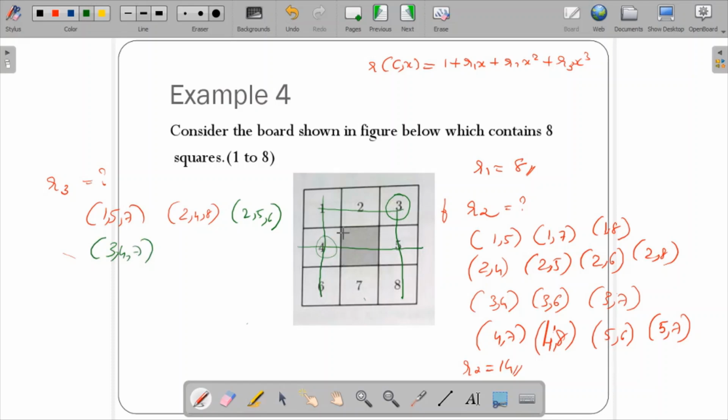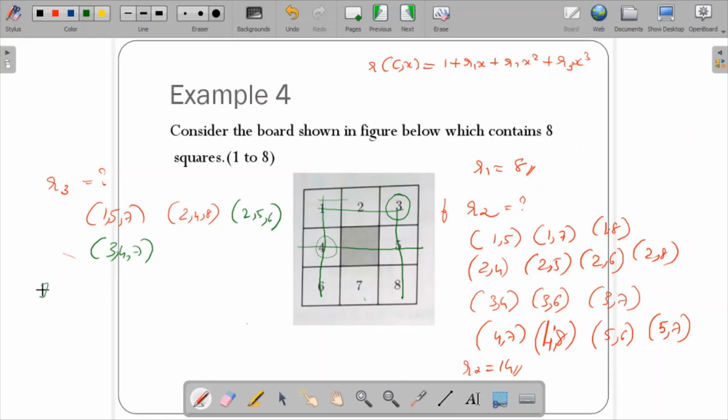So in a 3 cross 3 board, only if you find the first row's 3 items it's enough. For this, no use at all, because you don't have a third item to be found. Only for the first row, if you find such 3 pairs it's enough. So R3 you got the value of 4. So this is regarding the Rook polynomial, finding R3.